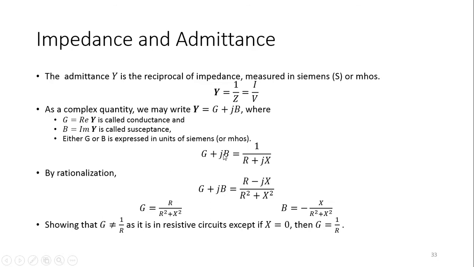And secondly, the susceptance B is equal to minus X upon R square plus X square. So both these quantities are not direct reciprocals of resistance and reactance. We must keep these things in mind.